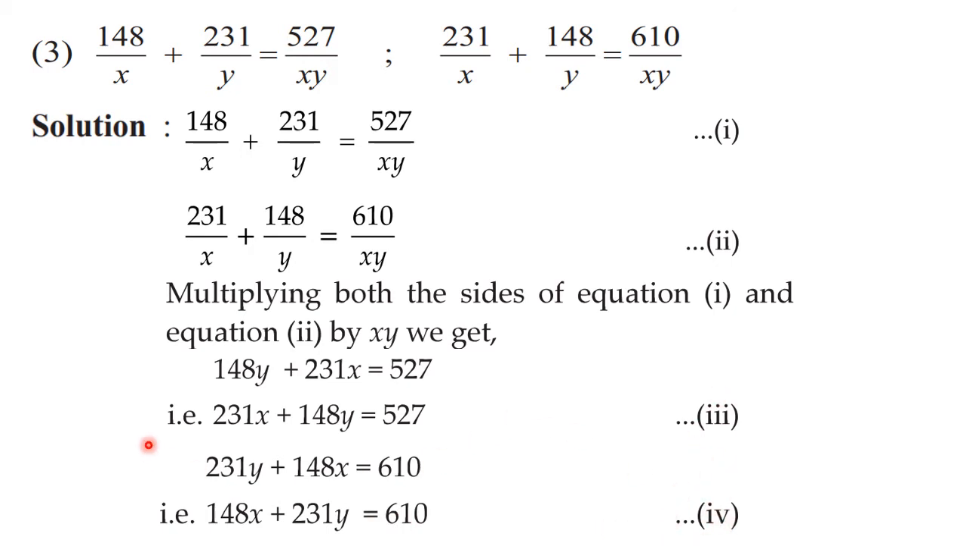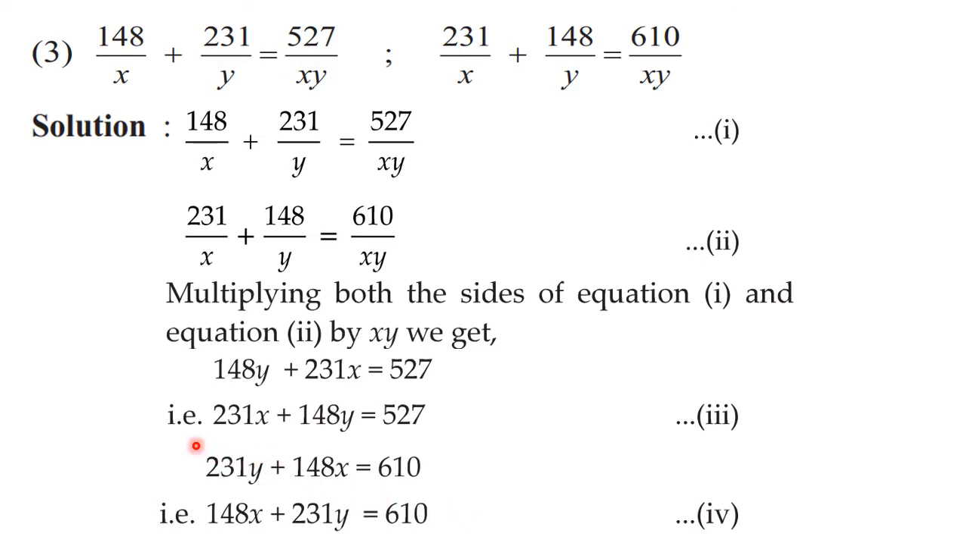Now you will find the variables are in the numerators only. They are not in the denominator. That means these are linear equations. So there is no need to convert again. We are not getting 1 upon y or 1 upon x.